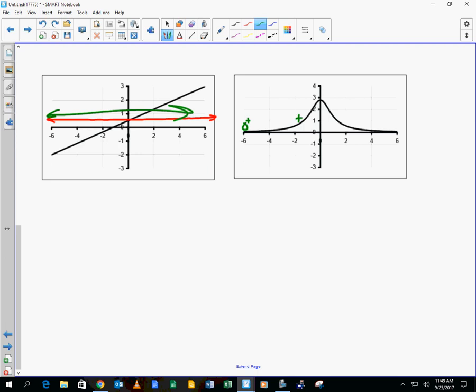Positive. Slope here? Sure, double positive. But then the slope here, 0. No. No negative positive.